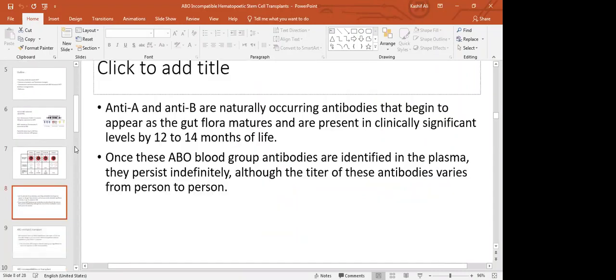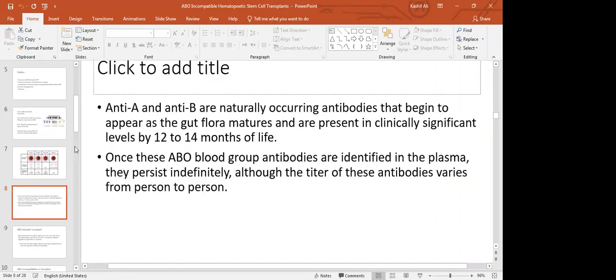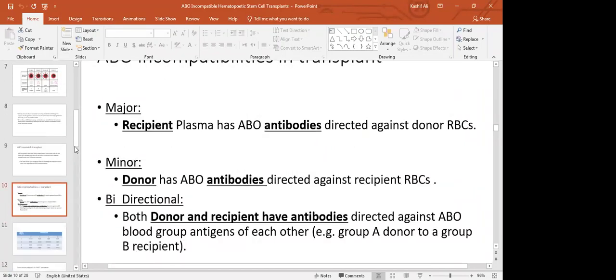Anti-A and anti-B are naturally occurring antibodies that begin to appear with the gut flora. They are present in clinically significant levels by 12 to 14 months of life. Now, coming to ABO incompatible transplant: ABO mismatch does not affect engraftment, neutrophil or platelet engraftment, or graft failure or rejection, since stem cells don't have ABO antigens. The lack of ABO antigens allows for homing and engraftment of stem cells regardless of ABO incompatibility.